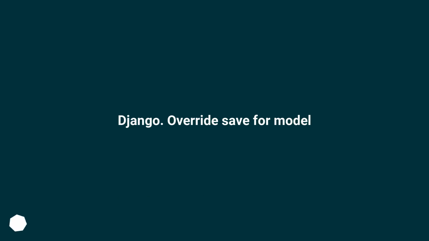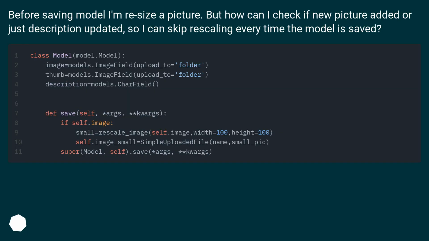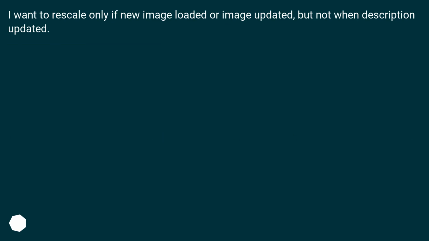Django. Override save for model. Before saving the model, I resize a picture. But how can I check if a new picture was added or just the description updated, so I can skip rescaling every time the model is saved? I want to rescale only if a new image is loaded or the image is updated, but not when the description is updated.